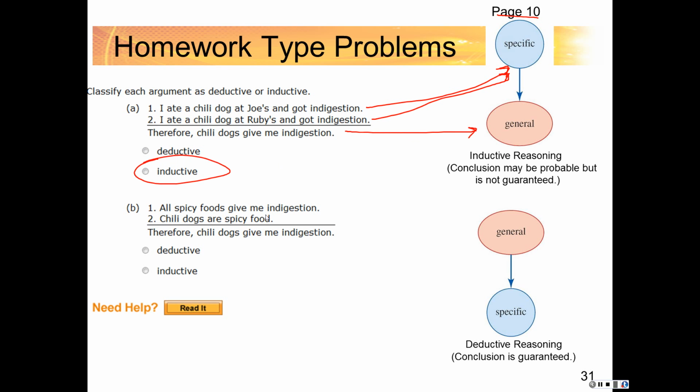All spicy foods give me indigestion. That's a general statement. Chili dogs are spicy food. That's a specific type of spicy food. Therefore, this would be deductive reasoning that chili dogs give me indigestion.